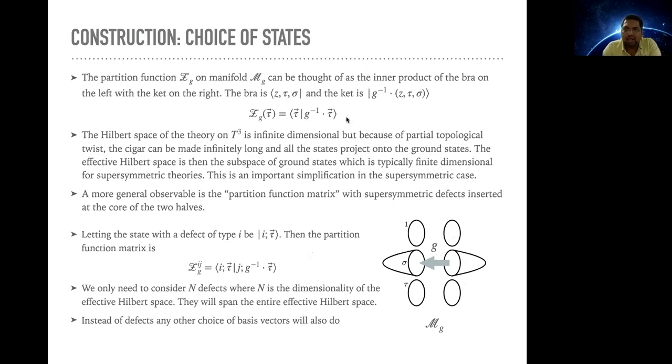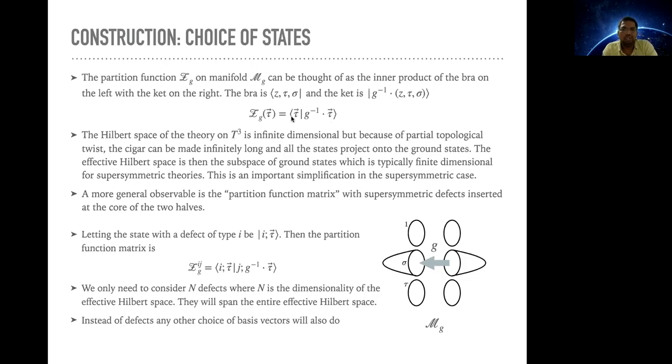And the state on the right is almost the same, except that it has been evaluated on a different set of parameters, namely G inverse acting on tau. Because if that is the case, then under the action of G, these parameters would match up and you will obtain a glued geometry. So the partition function Z_G is essentially this inner product here. Now, this is one observable that you can compute for the manifold M_G.